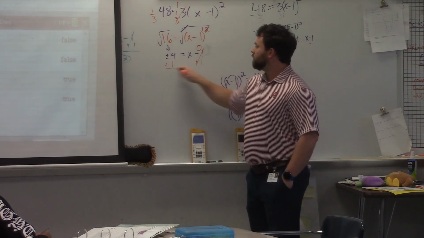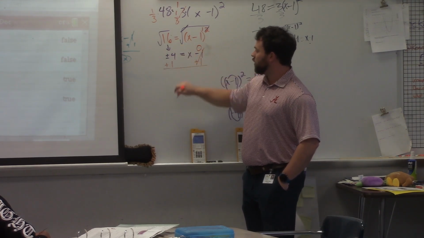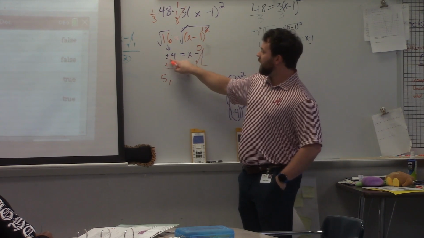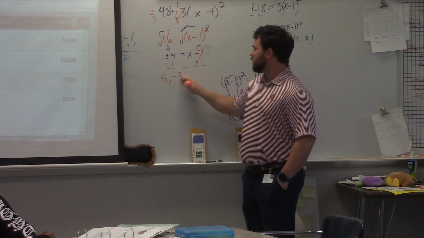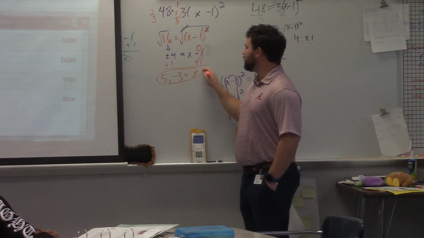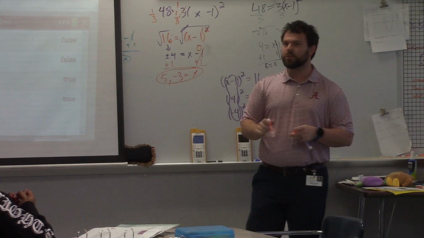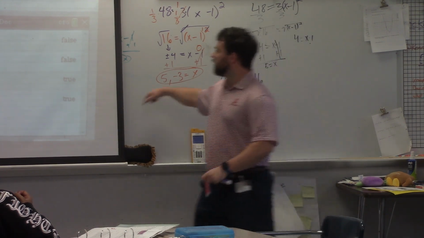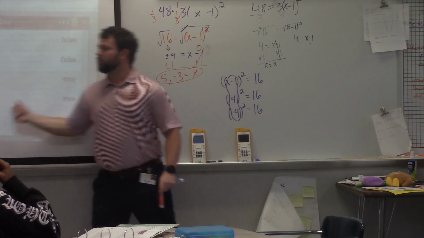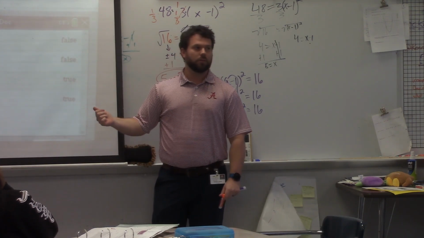Now I add 1 here. So what's a positive 4 plus 1? 5. And what's a negative 4 plus 1? Negative 3. There's my x's, there's my roots, there's my zeros, there's my solutions. If you check both of those, they make the equation true. Please keep that in mind.